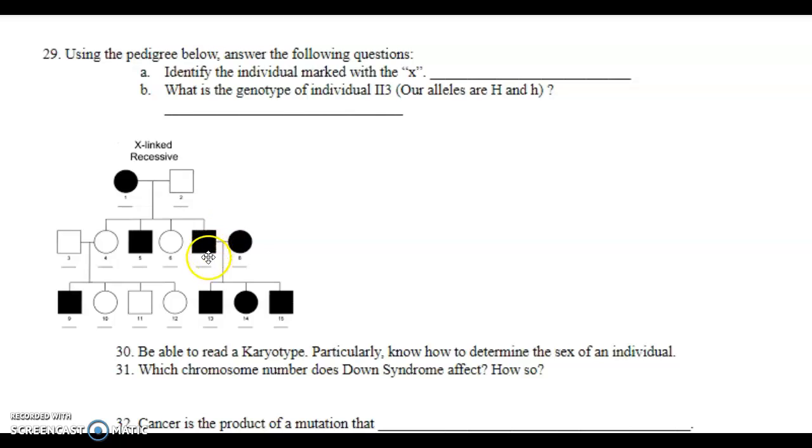These two sons are affected by the trait, so they would both have to be little x, little x. So Mom gave one of those little x's, and if they have two little x's, Dad had to give a little x as well. So now we know that Dad would be big X, little x. And then these would be little x, and little x, little x. And then his wife and their children are all showing the trait, so they would all be little x as well.